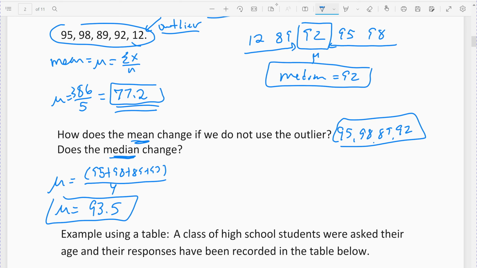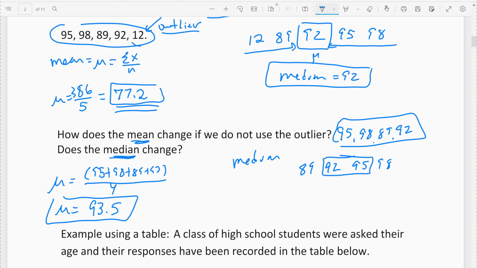Well, let's check the median. We have to organize our information. The lowest now is 89, then 92, 95, 98. This one is an even set, so there are 2 middle numbers: the 92 and the 95. I can't pick 92 because there would be 2 numbers bigger than it and 1 number less than it. They're not the same. I can't pick 95 because there would be 1 number bigger than it. Again, I have to have the same number of values above and below.